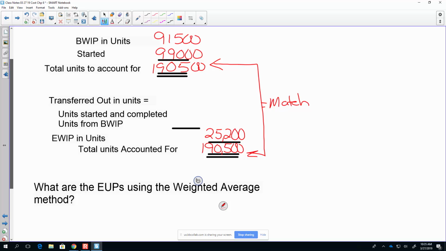All right. Now, I don't really have a line here, but I want to have the completed units right above it. So to get that, I'm just simply going to subtract, right? Take the total minus that 25.2, and how much do I get? 165,300.